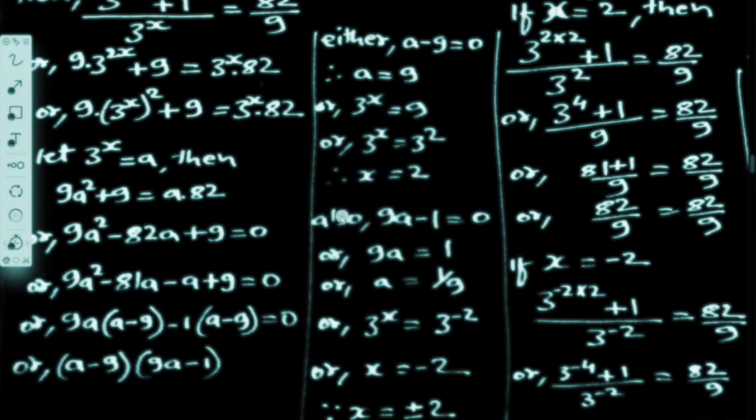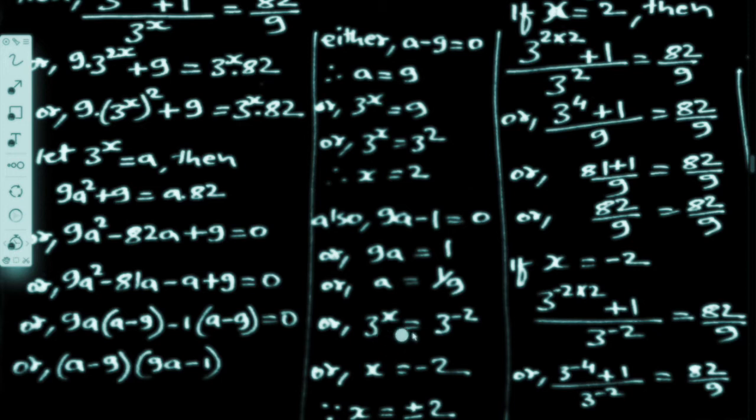So from the first factor, we get the value x equals 2. From the next factor, we see 9a minus 1 equals 0 is our second factor, or 9a equals 1, or a equals 1 by 9. Now replace a with 3 power x. Here a equals 3 power x, or 3 power x equals a.